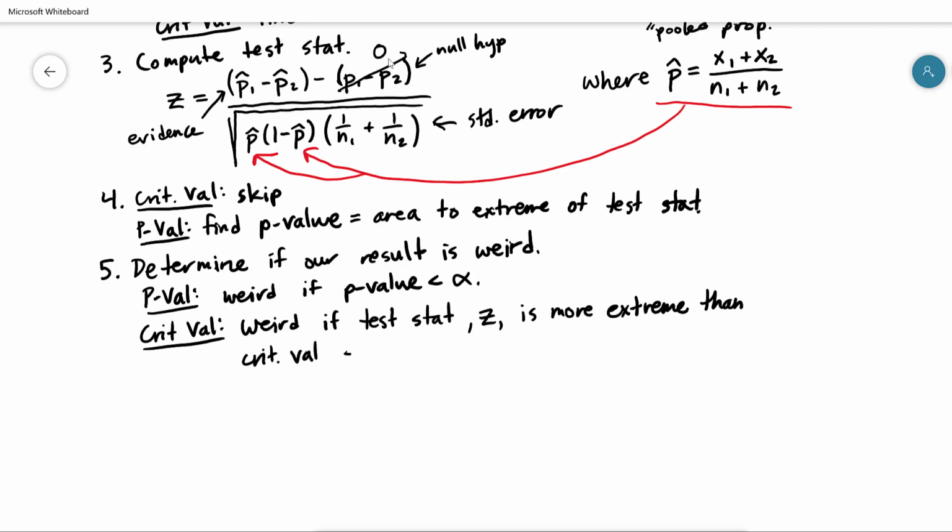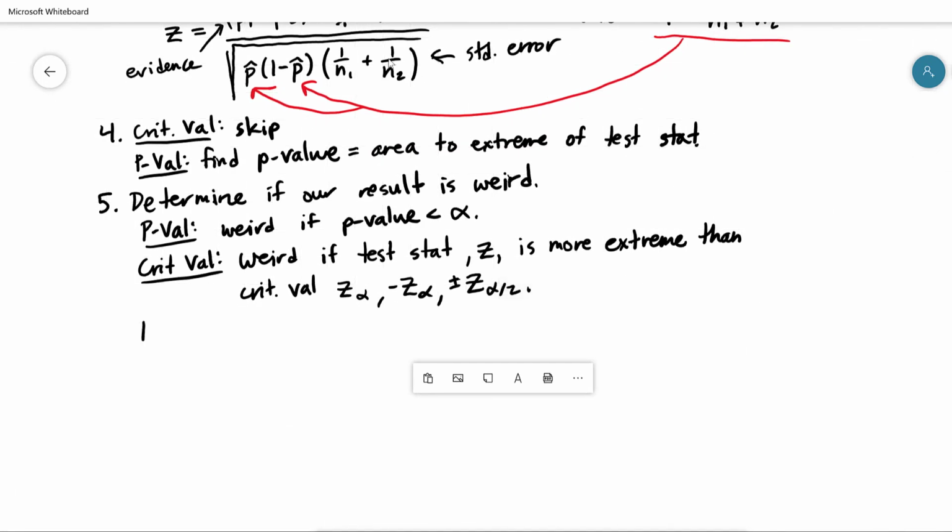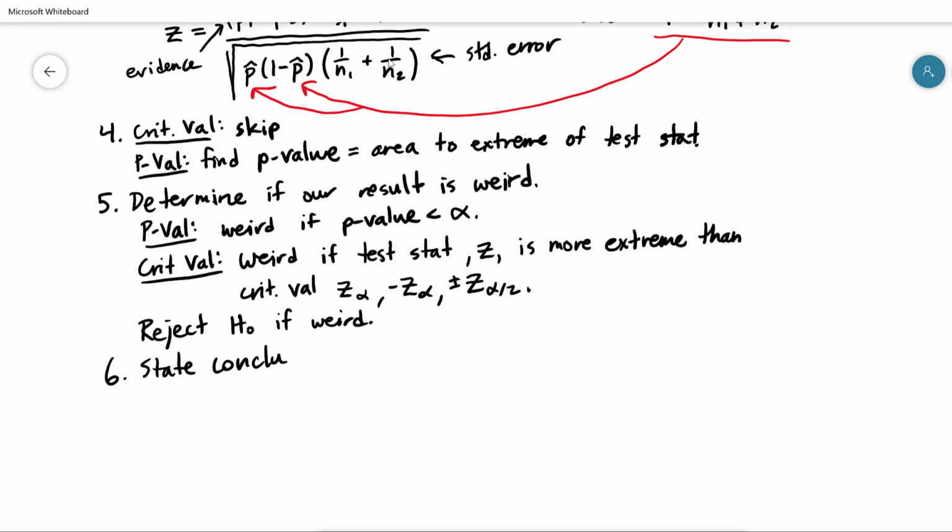And that can be either z sub alpha, negative z sub alpha, or plus or minus z sub alpha over 2, depending on whether we are right-tailed, left-tailed, or two-tailed. And if our result is weird, then we reject the null hypothesis. So reject the null hypothesis if our result is weird. And step number 6 is where we state our conclusion in plain English.